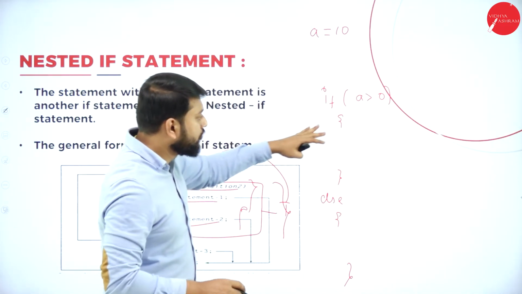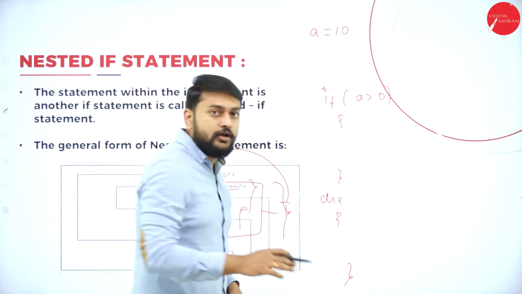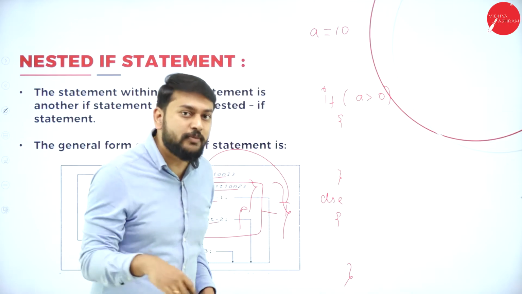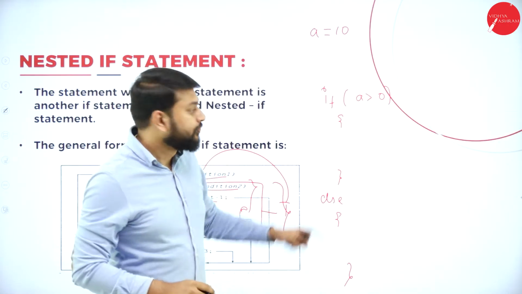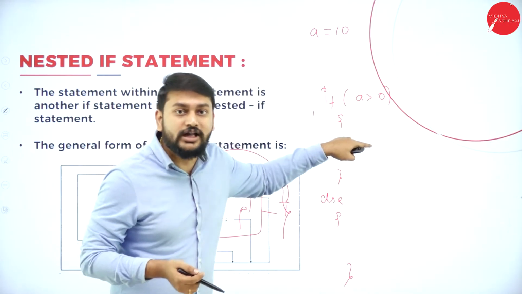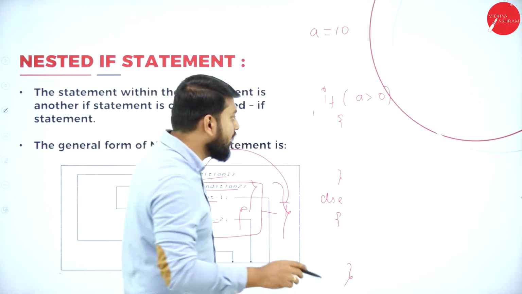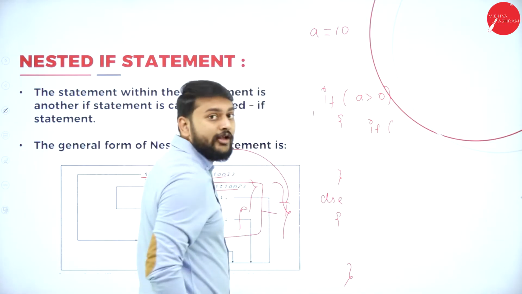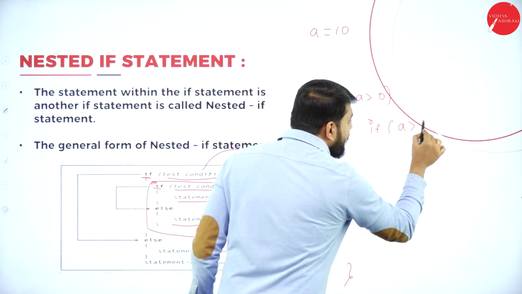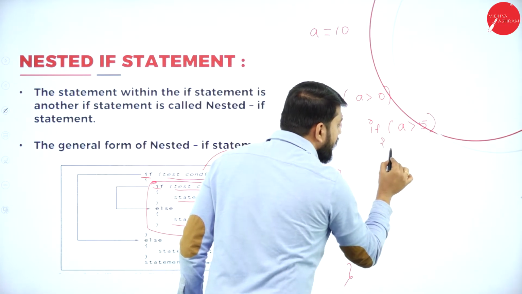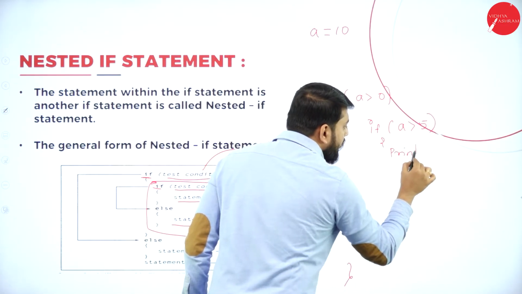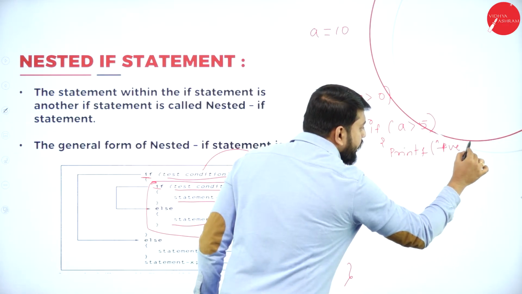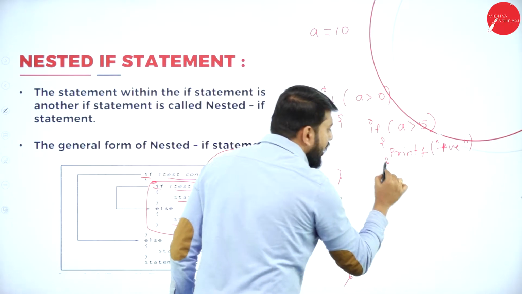So here again, I will go inside. What did I tell you? Condition inside the condition, statement inside the statement. That's what I call a nested if. An if statement inside the if statement. So again, please observe, I will have one more if statement here. If A is greater than 5, again I will have print. Print Positive number. Let me just write like this. Positive. So I will close it.